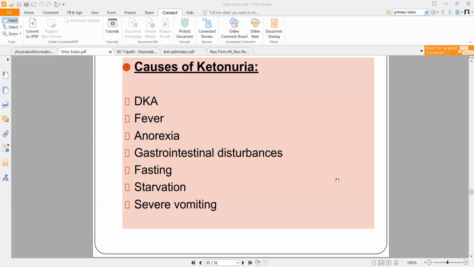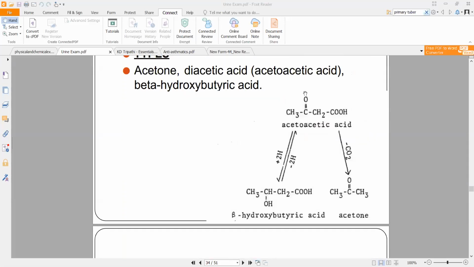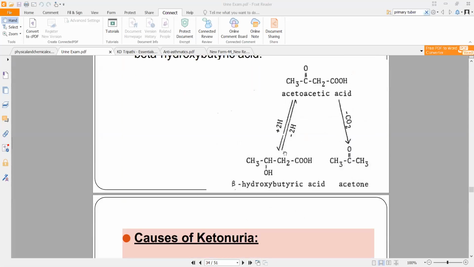Now, yesterday we went over the causes. I told you some of the causes that can cause ketonuria. Ketonuria is basically ketones in urine, right? This is the most important part. This is the functional group of ketone. If you can see my cursor, the C double bond O group will represent a ketone, right?